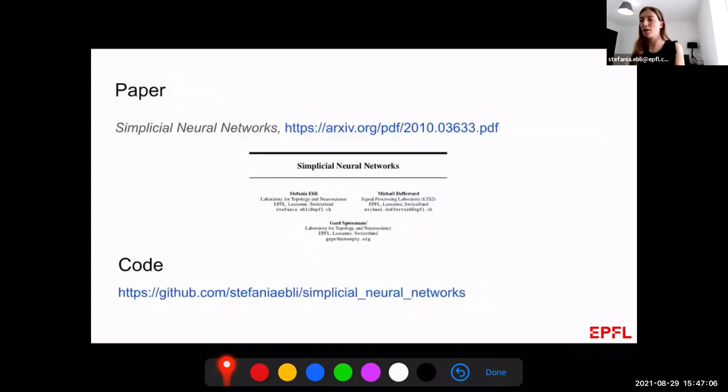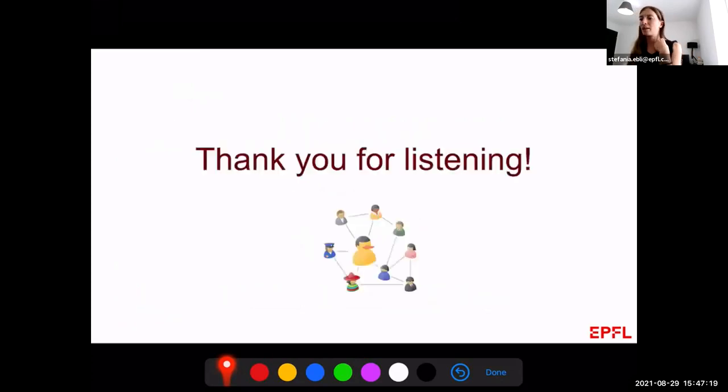So this is the paper in which we have the simplicial neural networks with Michael and Gard, and the code, if you want to play with simplicial neural networks, is available on GitHub. Yeah, thank you very much for listening, and looking forward to answering any questions.